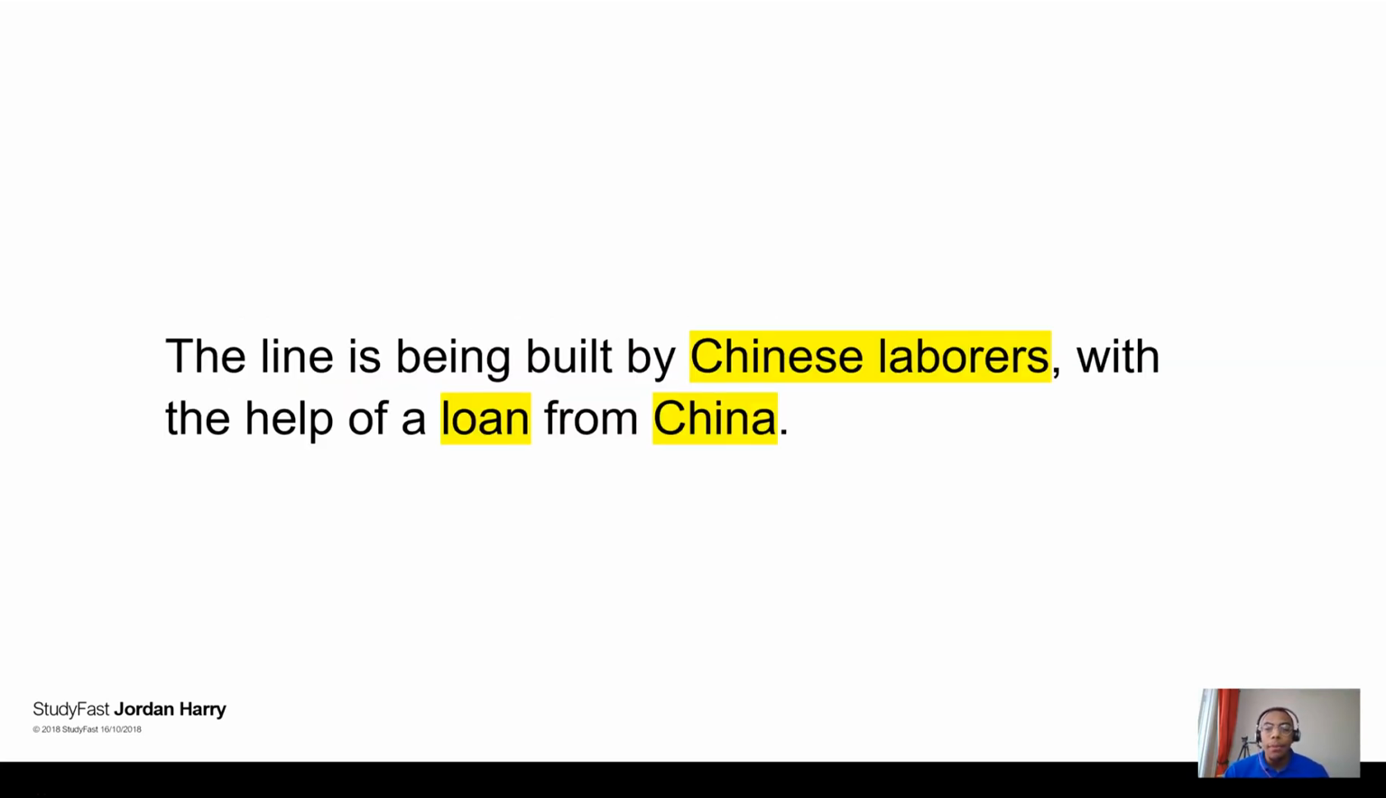So the line is being built by Chinese laborers. So for that, I literally picture loads of Chinese people with the help of a loan from China, but I picture them now with bags of yen, and it's got the yen symbol on. So they're all running about with these big bags of money.